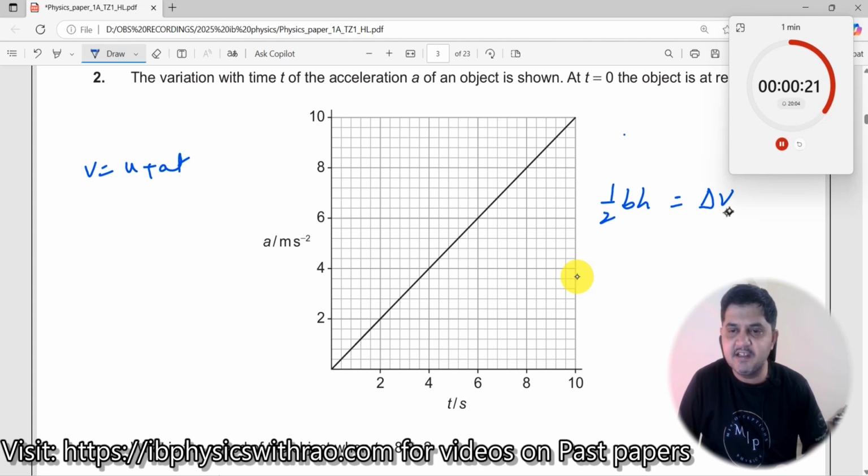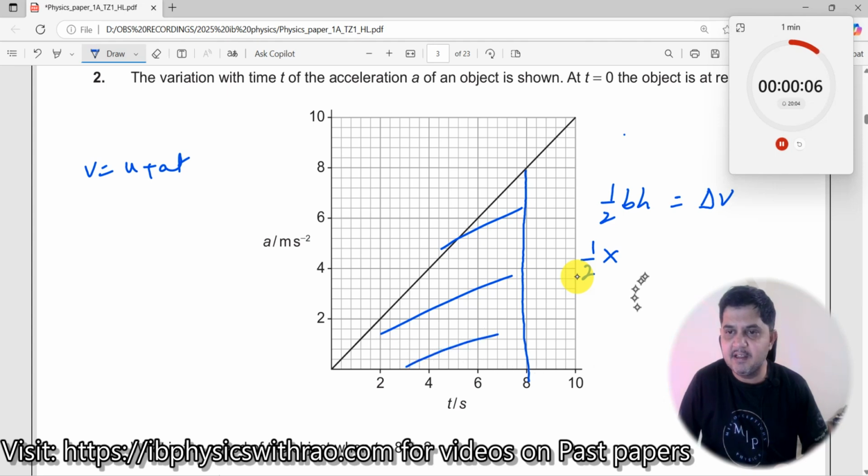What is delta v? Change in velocity. What is half base times height? Let us compute this. It will be half multiplied by the base. He wants it at t equal to 8 seconds, so it means I'm going to take this triangle and find out the area over here. As a result, this will be 8 multiplied by the height, which is 8.